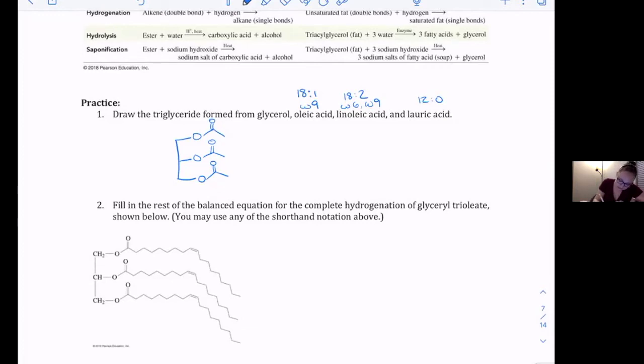But I have 1 carbon here, 2, 3, 4, 5, 6, 7, 8. Make sure this is right. 1, 2, 3, 4, 5, 6, 7, 8. Oh, it does start at the 9th. 9. Double bond. Let's check and see if I did this correctly. So I have 1, 2, 3, 4, 5, 6, 7, 8, 9. The omega-9 position, I have a double bond. 10, 11, 12, 13, 14, 15, 16, 17, 18 carbons long.